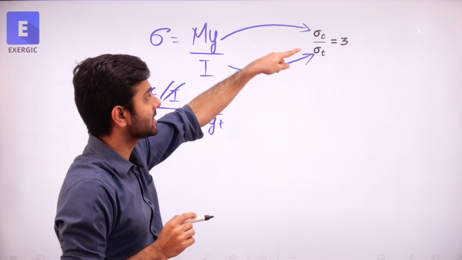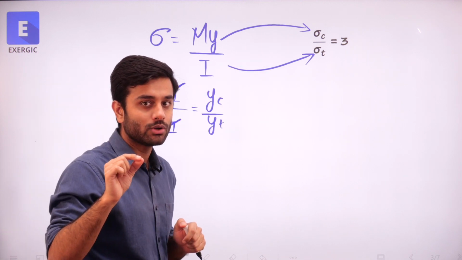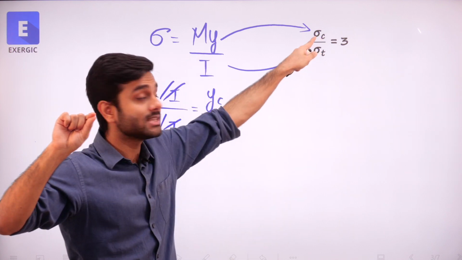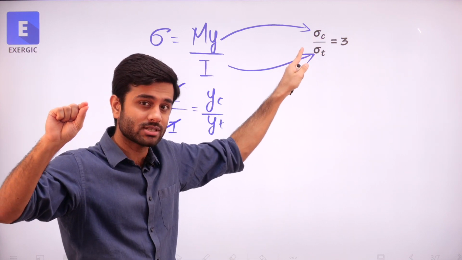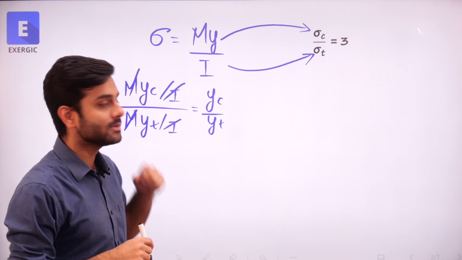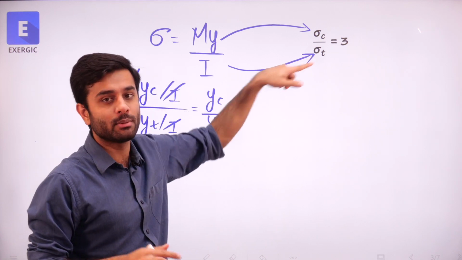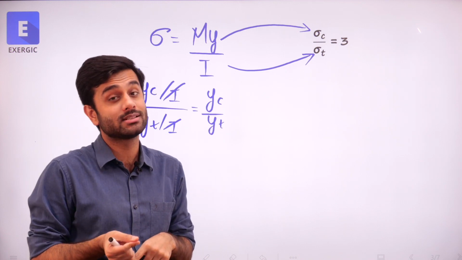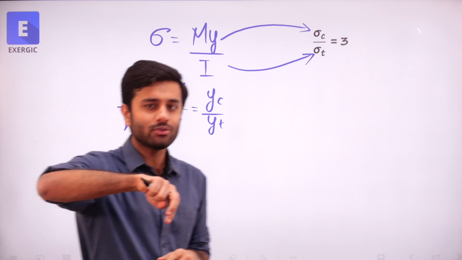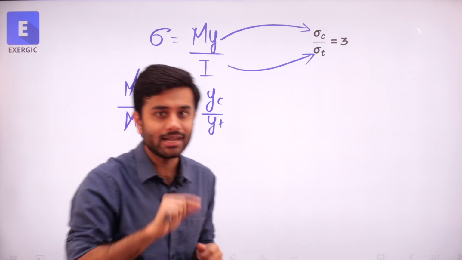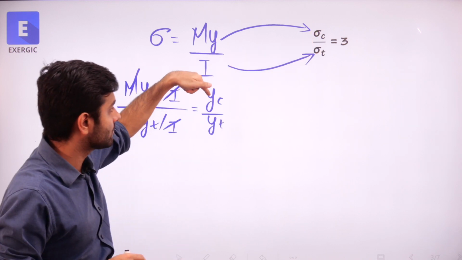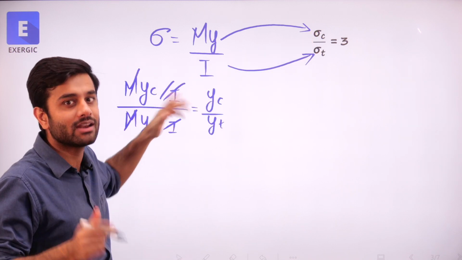So sigma c by sigma t is basically equal to the distance of the point where sigma c, the maximum compressive stress, is acting, that point's distance from the neutral axis, that is yc, and the point where maximum tension is acting, that point's distance from the neutral axis is yt. So now the question boils down to finding out the expression of sigma c in terms of yc, or you can say yc and yt.